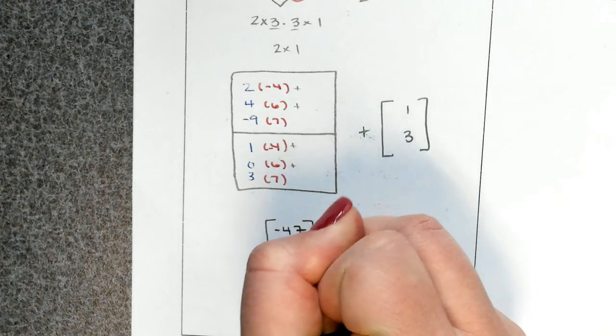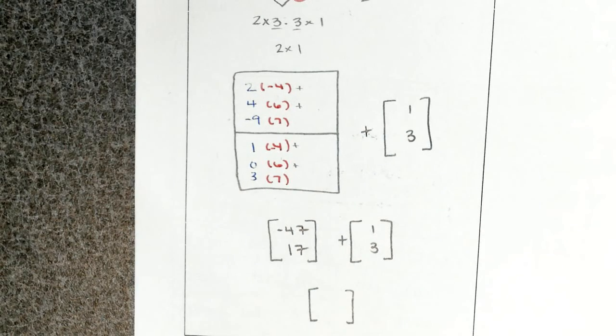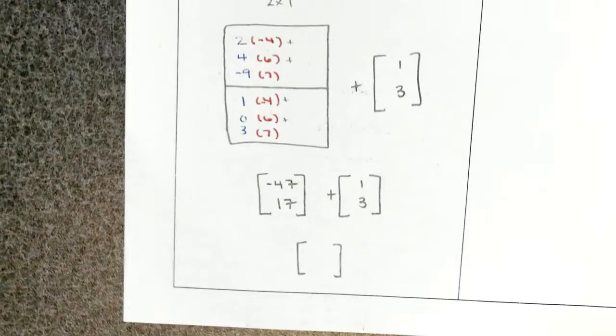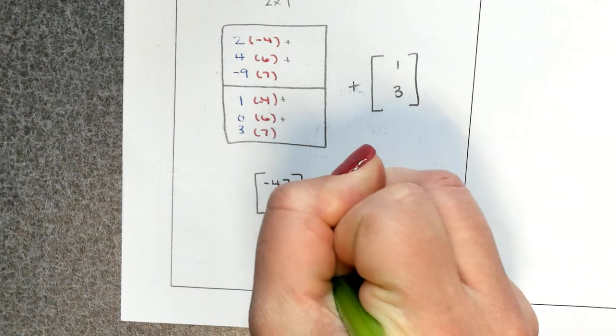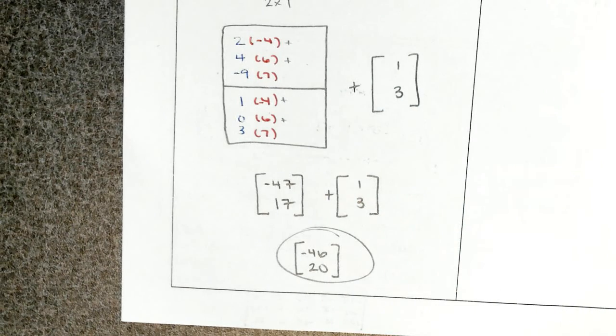All right, last step is to just add them. What do you get on the top? Negative 47 plus 1. Negative 46. 17 and 3 make 20, and that's your final answer.